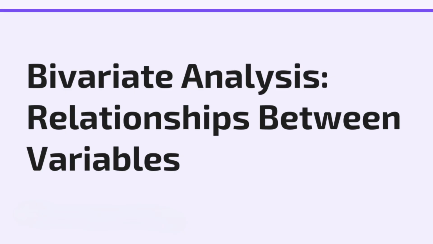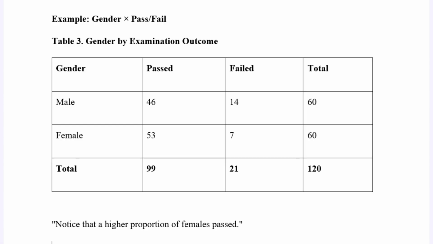If both variables are categorical variables, you might use a cross tabulation. For example, gender and pass or fail status. So you are looking at academic performance, whether the person passed or failed. That is one category. Then you also have gender as another category. Here you create a table that shows how many males passed and how many females passed. Then you look for patterns.